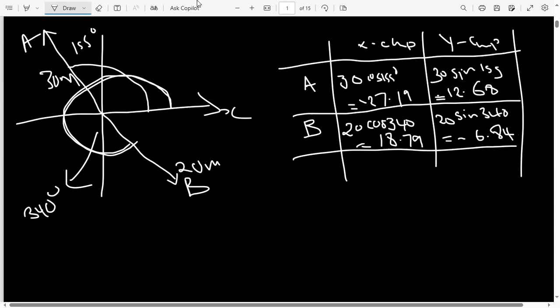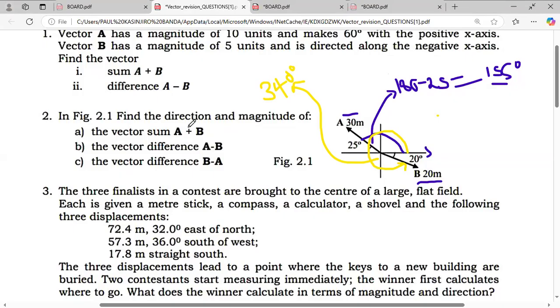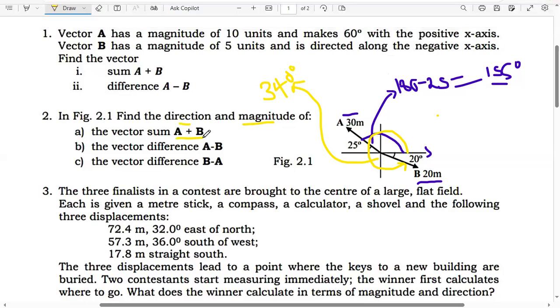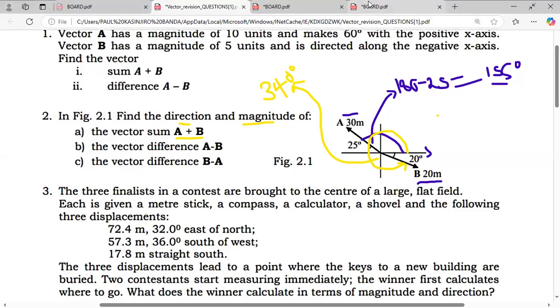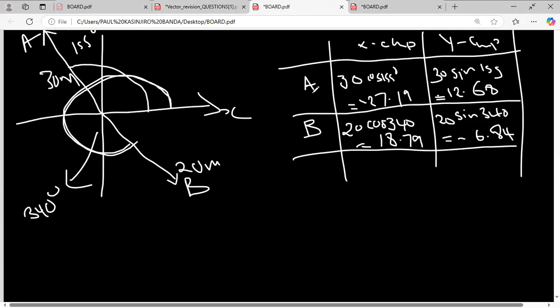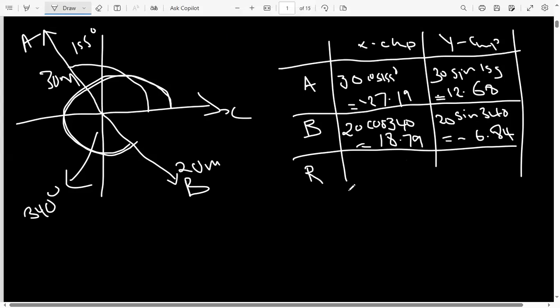Okay, and then now the question is, we have to find, let me go back to the question. We have to find the direction and the magnitude of A plus B. Okay, so A plus B, what is the direction and what is the what? The magnitude. Okay, so A plus B, this is A here and this is B. So we're just going to add them, okay, to find our resultant there.